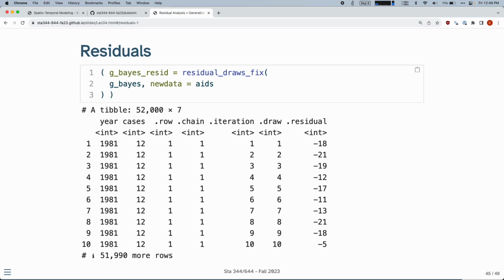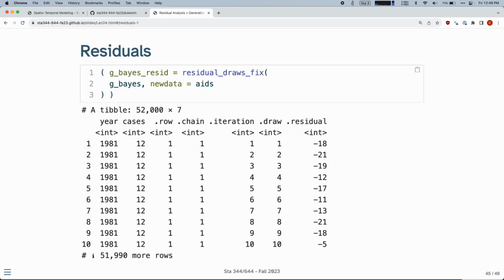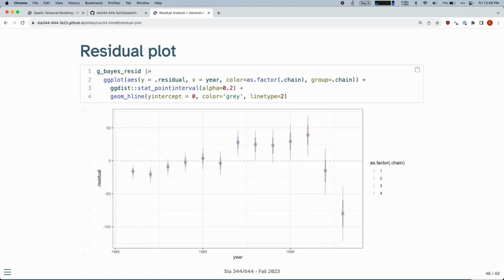Residuals, so there is similarly a residuals draw function. What that does is it basically goes through the process of the predicted draws, calculates a y, but then takes the difference of that from the predicted value. So we can get residuals from this model so that we can look at their distribution. Once we have those, I can calculate something like this. This is just showing the raw residuals without any kind of correction.